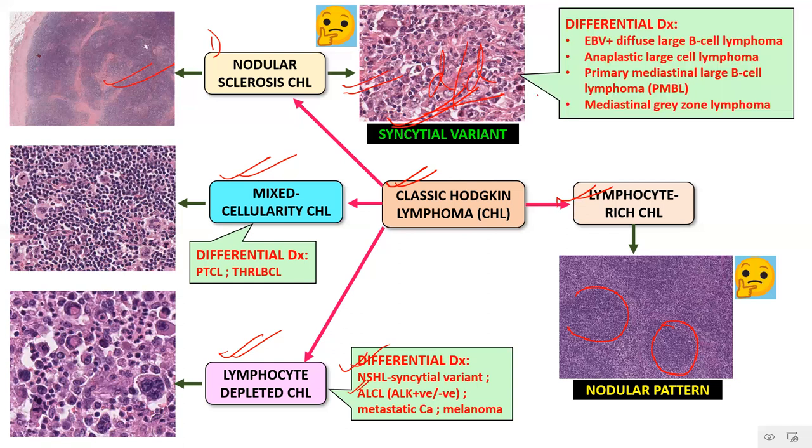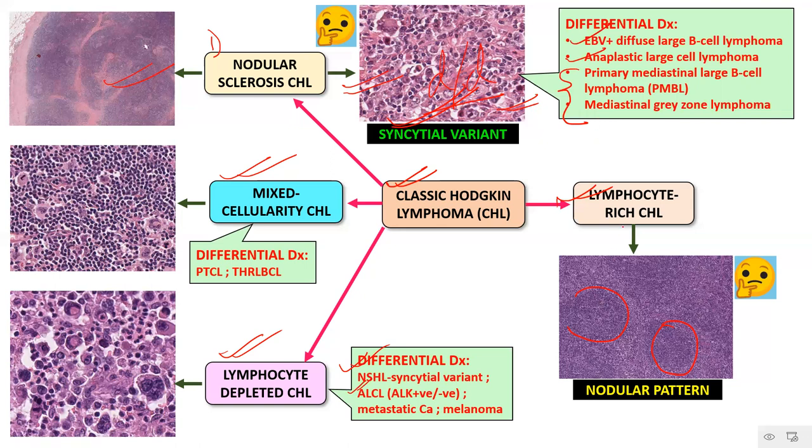The syncytial variant of nodular sclerosis Hodgkin lymphoma, we shall be spending quite a lot of time on, because this is the one variant of classic Hodgkin lymphoma that causes a lot of differential diagnostic issues. So we shall be talking about its important differential diagnoses like EBV positive diffuse large B cell lymphoma, anaplastic large cell lymphoma, and especially within the mediastinum, two important categories of tumors which can act as very close histological mimics, the first being primary mediastinal large B-cell lymphoma, and the second being mediastinal gray zone lymphoma.